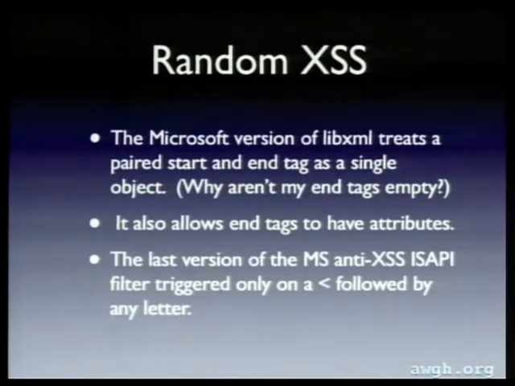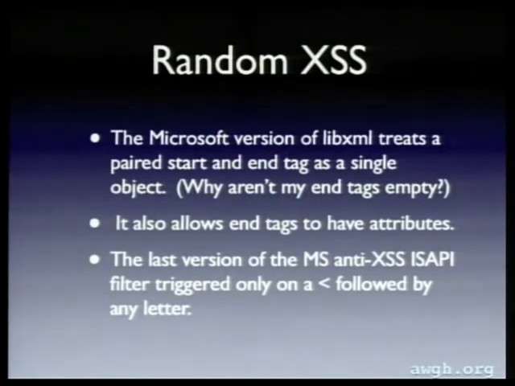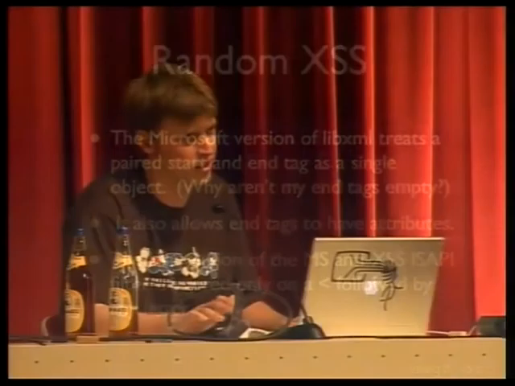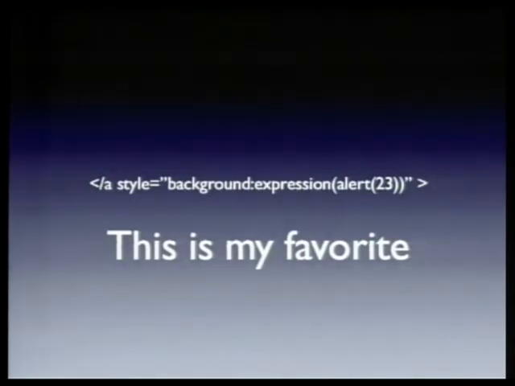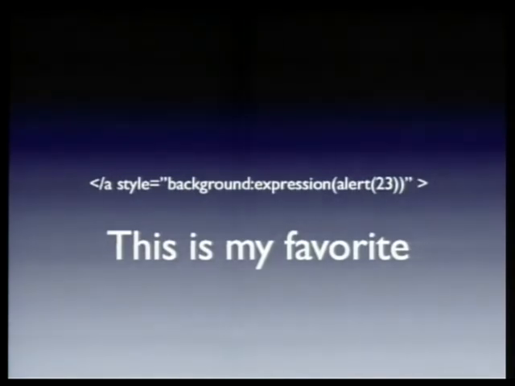Basically, this just tells me that the start and end tag in Microsoft's libxml are treated as the same object in an object-oriented programming sense. So they share the same attributes, or their attributes get merged. The last version of the Microsoft anti-cross-site scripting SAPI filter only triggered on a less than sign followed by a letter. So in the new .NET request validation, they also trigger on a less than sign followed by a question mark and a less than sign followed by a slash. But in the SAPI filter, this would work. And I just wanted to show this to you because it's my favorite thing ever. It relies on that weird peculiarity of libxml, only on Microsoft. Then it goes to a CSS style tag, and then it goes back to JavaScript.